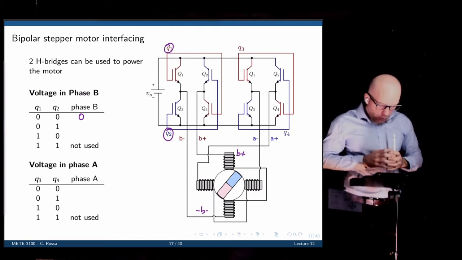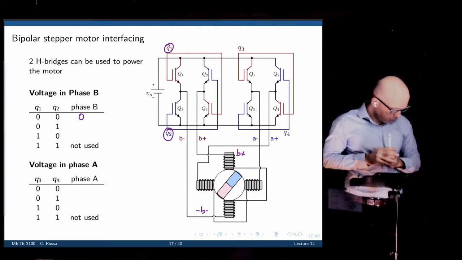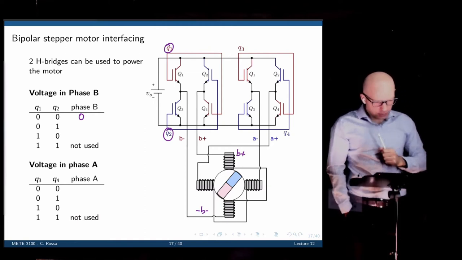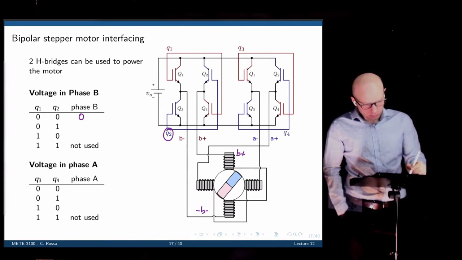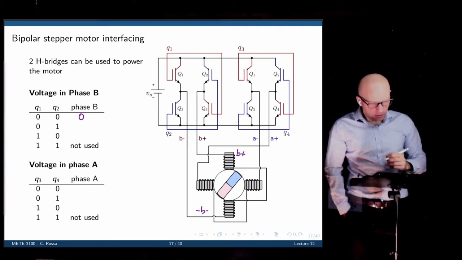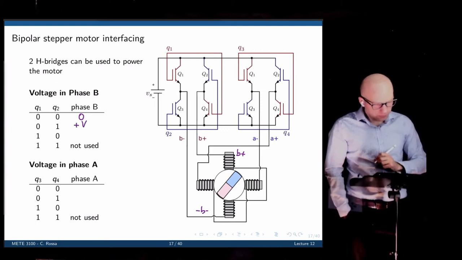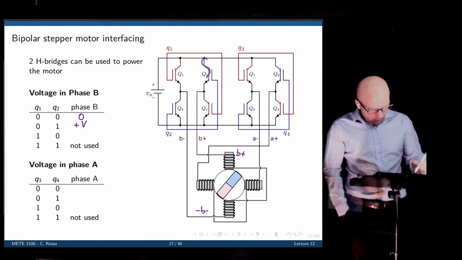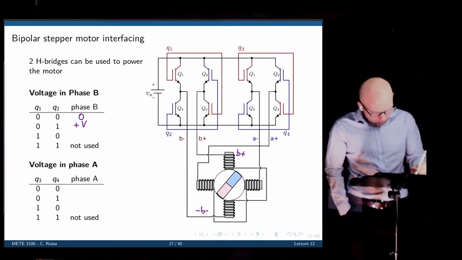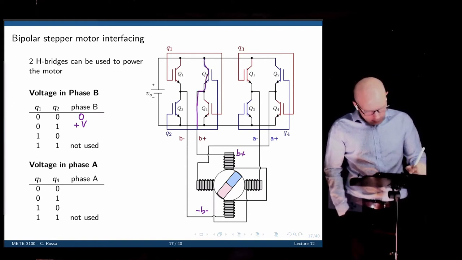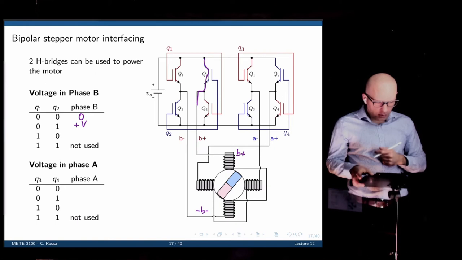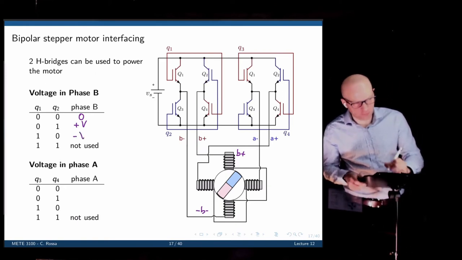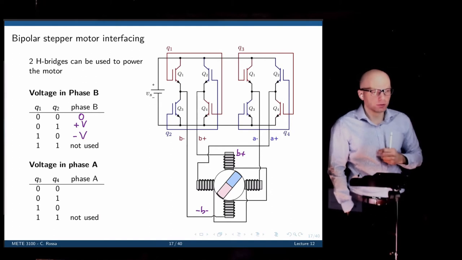What happens if you do 0-1? What is the voltage across the motor? It would be VS. It would be plus V, right? Because current would be flowing like that. 0-1 would be flowing like that, going in from the positive side, so according to that convention, it would be plus VS. And conversely, if you go from the other side, it would be negative V. Our current now flows in the opposite direction.